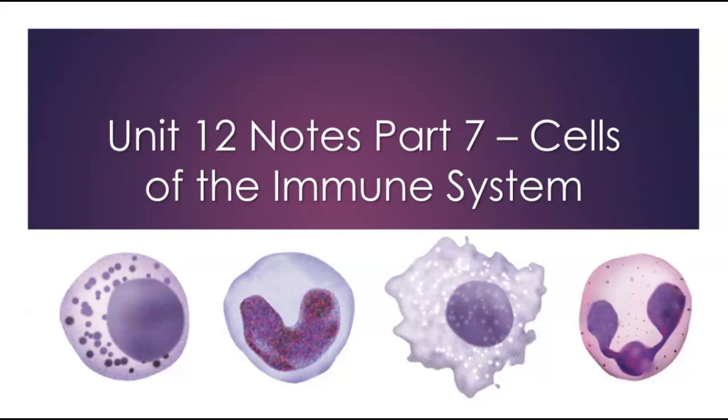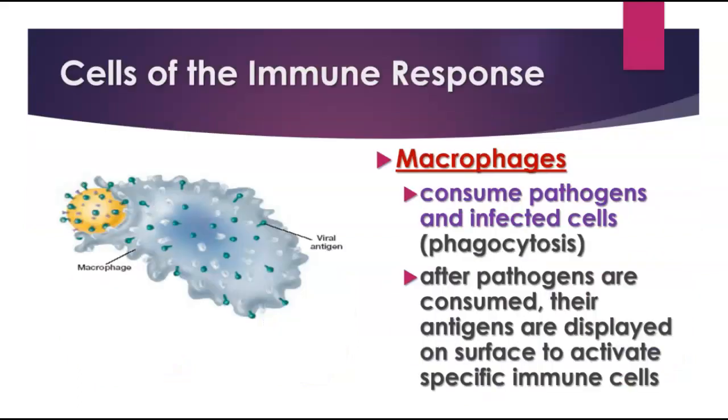We're going to talk today about specific cells of the immune system in Part 7 of the notes for Unit 12. So we talked about an overview of how the immune system works, and we mentioned some of the cells, but let's talk about what they are and what they do. So the first one we'll talk about is a macrophage.